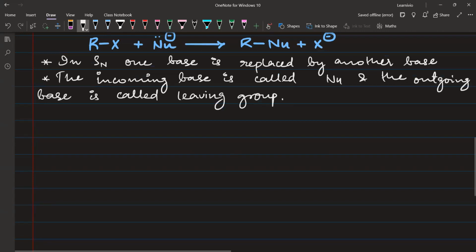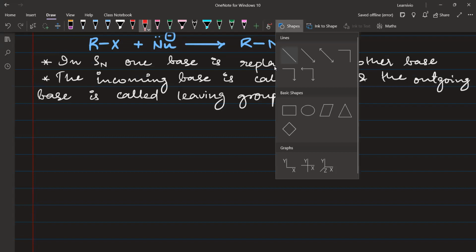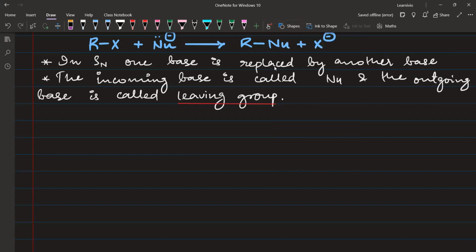It is important to remember these words, because we are going to use them while we are studying the nucleophilic substitution mechanism. Leaving group, nucleophile. Leaving group is a new word for you guys now, and nucleophile we have seen. So nucleophile is the incoming base, leaving group is the outgoing base.